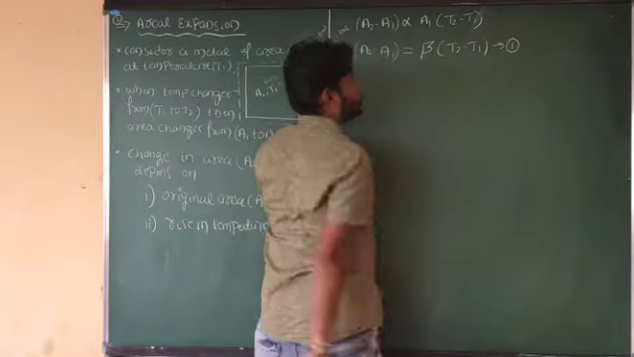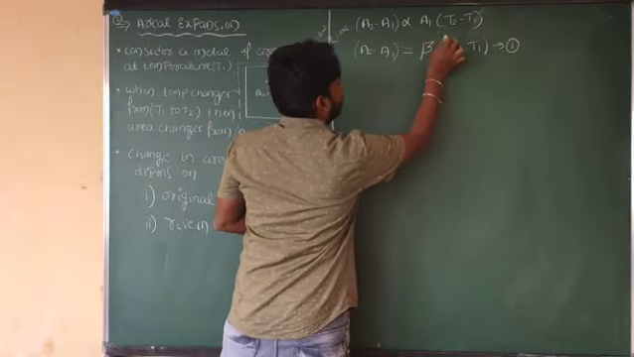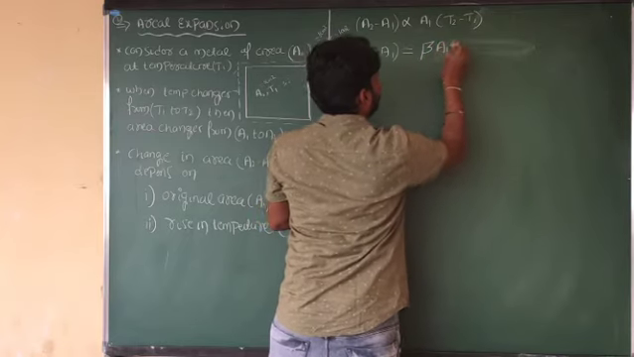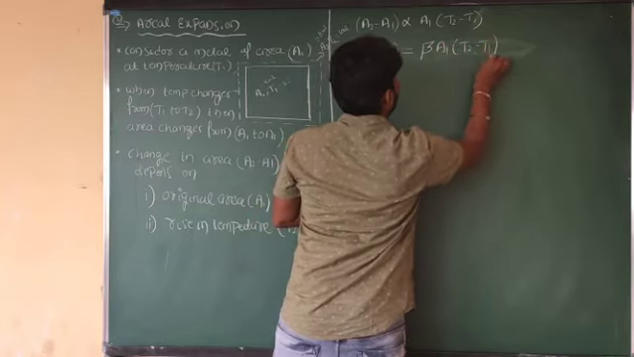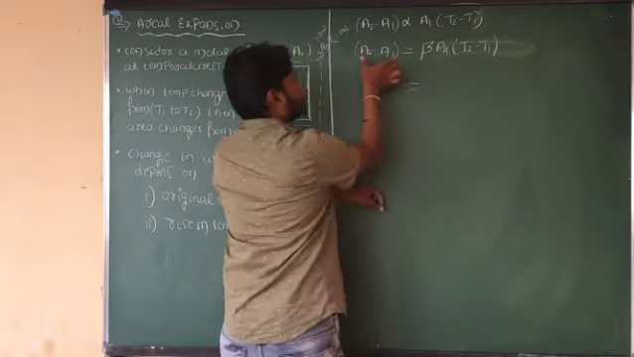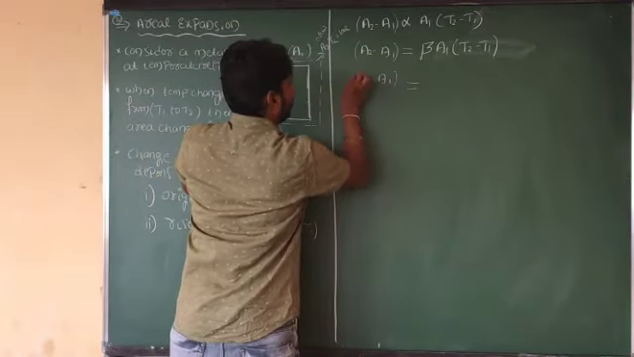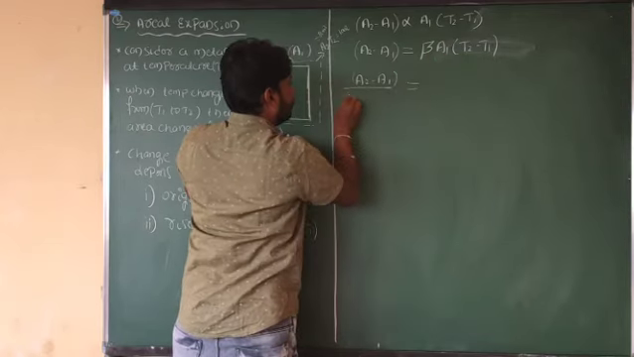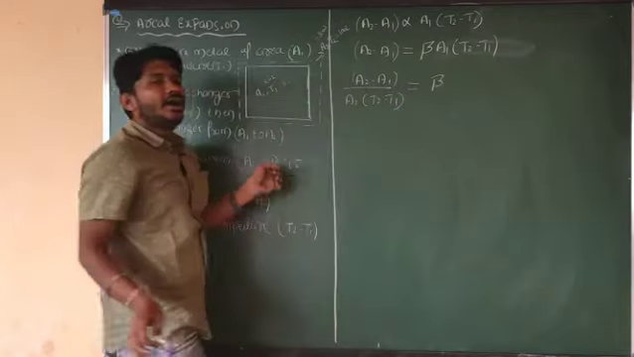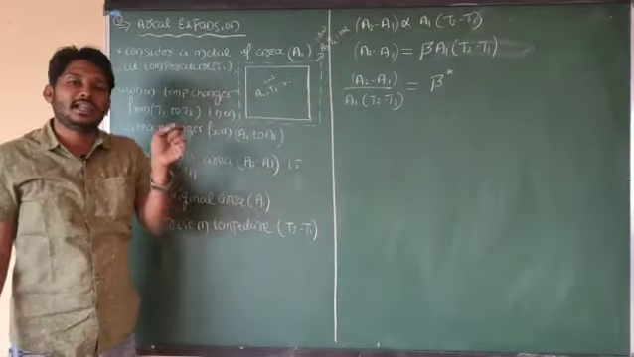So let me name this as equation 1. Now the term A1 is there, beta into A1 into T2 minus T1. I will take A1 into T2 minus T1 to the left side here. So look here, A2 minus A1 divided by A1 into T2 minus T1, that is equal to beta here. So this beta represents the coefficient of areal expansion.